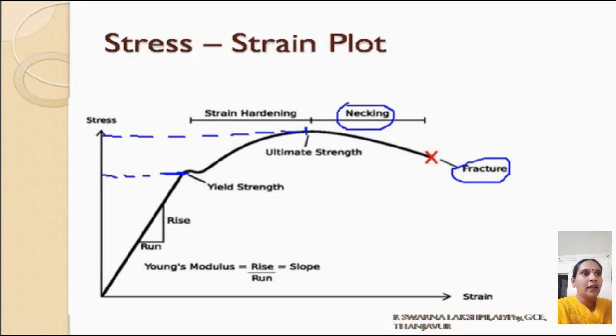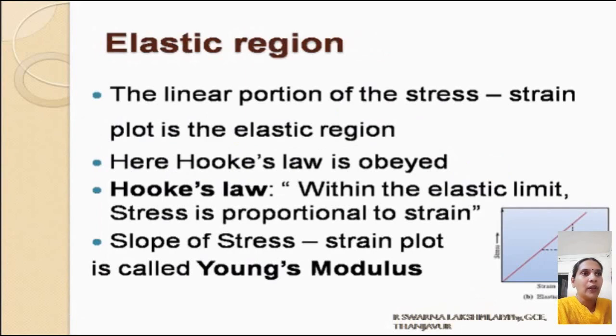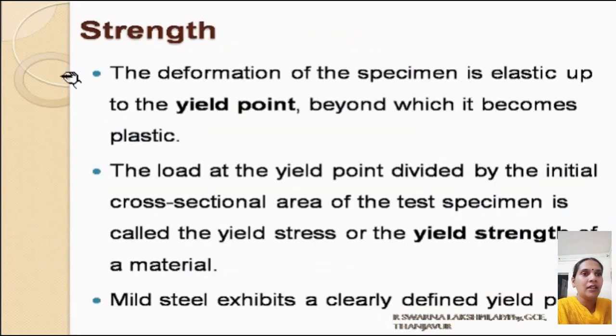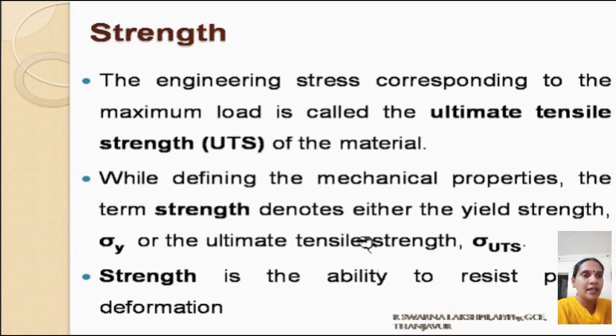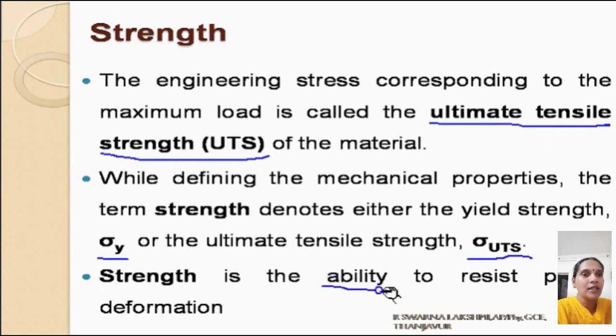Now we will deal with one common term used while discussing the mechanical properties of material. It is the strength. When we say strength, it may be either the yield strength or the ultimate tensile strength. We have explained what is yield strength and what is ultimate tensile strength. Yield strength is denoted by sigma y and ultimate tensile strength is denoted by sigma UTS. Strength in general is the ability to resist plastic deformation.